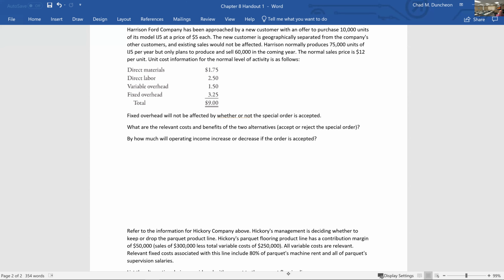The normal sales price is $12. He only wants to pay $5. I don't know if we should do this or not. Okay. And then we get some unit costs: direct materials, direct labor, variable overhead, fixed overhead. And then the star here: fixed overhead will not be affected whether or not the special order is accepted. So that is telling us that fixed overhead is irrelevant.